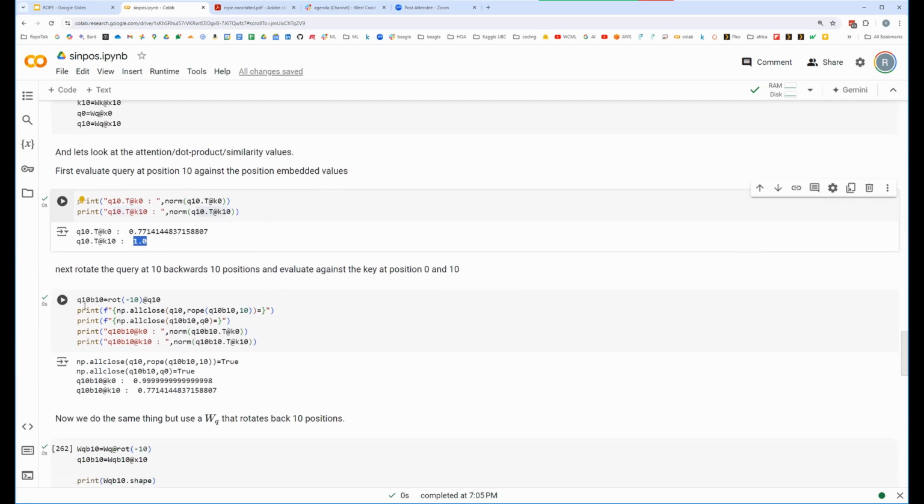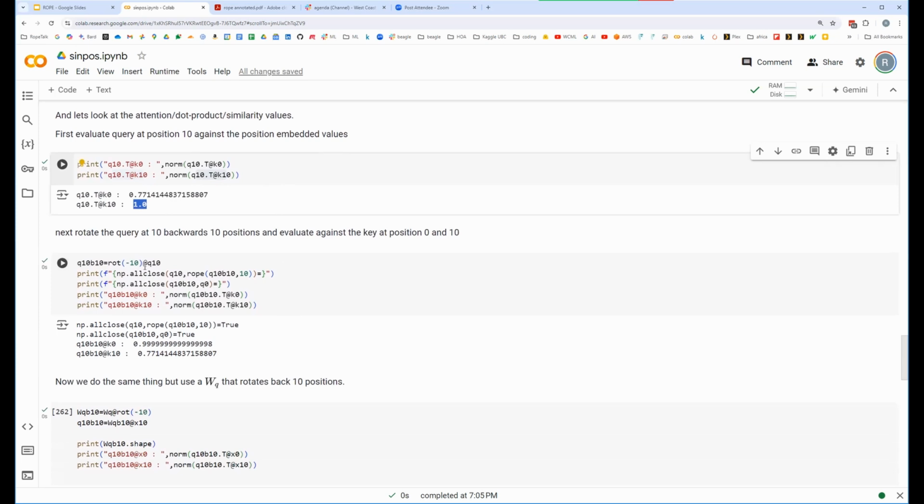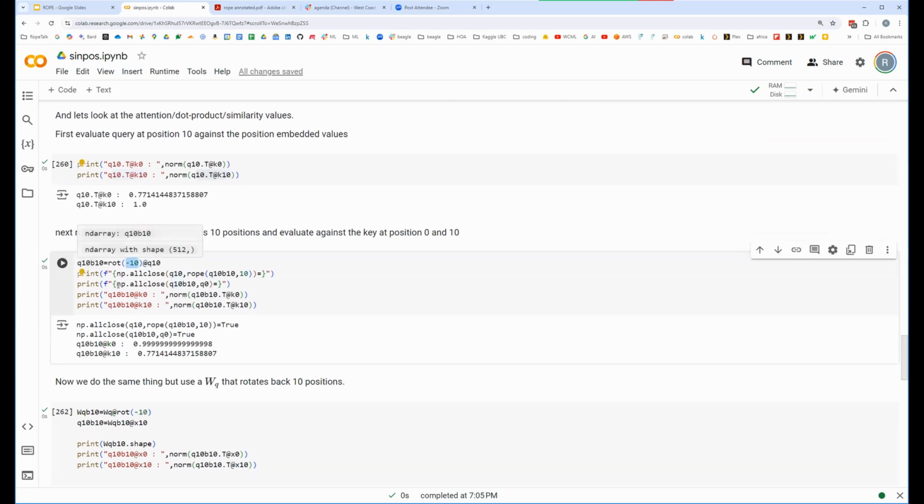The first thing I did is just prove it without the weight matrix. I take a query at position 10, rotate it back 10 positions, and I get query 0 back. The query at 10 is whatever this one is rotated forward 10. That's just the invertibility; rotations are invertible.